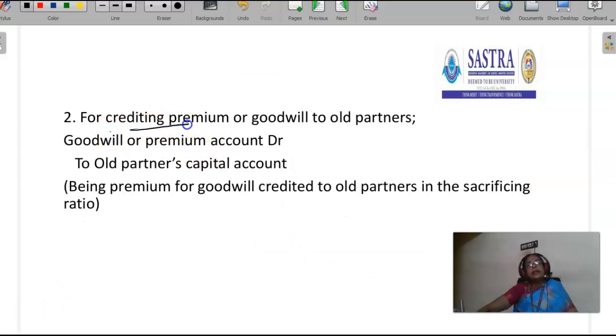Then for crediting premium or goodwill to old partners, goodwill or premium account debtor to old partners capital account, being premium for goodwill credited to old partners in their sacrificing ratio. The amount or kind, whatever he brought, that should be distributed among the old partners in their sacrificing ratio.